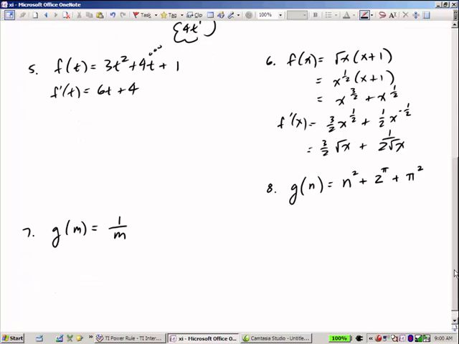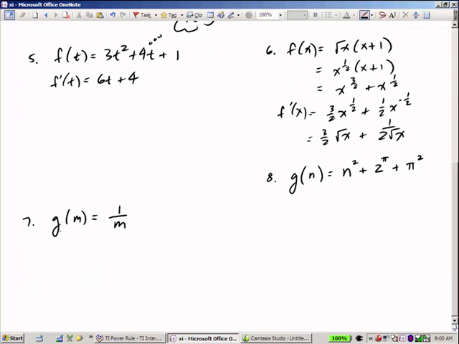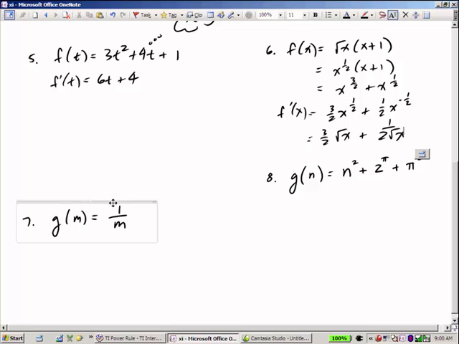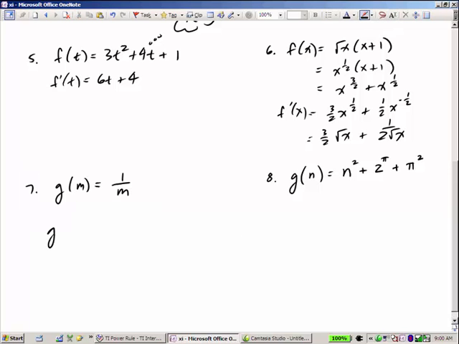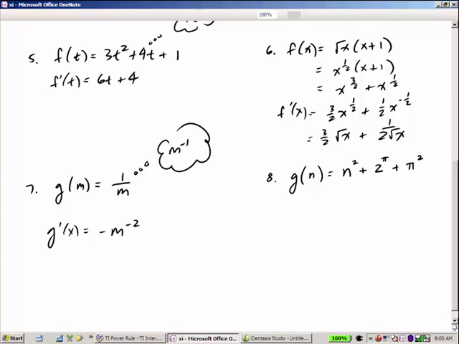Questions for Drew? That was a tough one. All right, Drew, who's up for 7? No, that's backsies. You can't do backsies. Negative m to the negative second. How'd you get that? Because it's m to the negative 1. So this is really another way of saying m to the negative 1. So Sam took the exponent out in front and then decreased negative 1 by 1 to get negative 2.